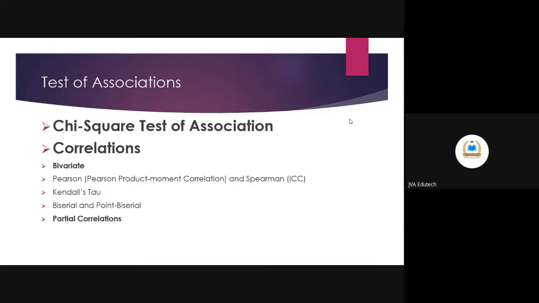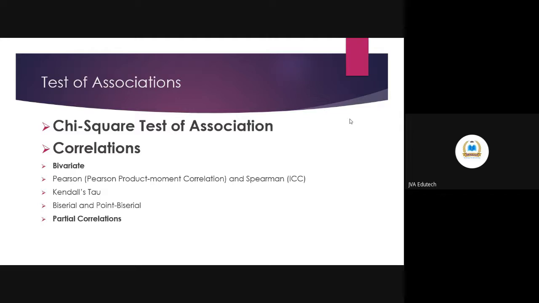So if you leave chi-square test of association alone, then you can see that correlation is not only limited to Pearson or Spearman. There are five types of correlations: the Pearson, Spearman, Kendall-Tau, biserial, point biserial, and partial correlations. So first we will start with the chi-square test of association.